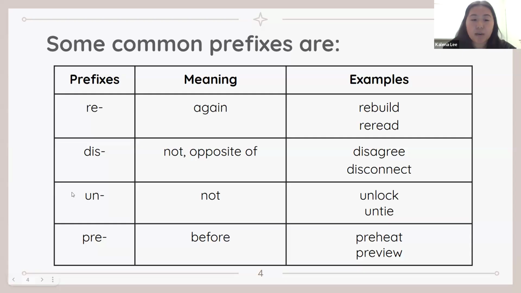And for the prefix un, it means not. So when you put the prefix in front of the base word, for example, like unlock, it means to not lock. And for the prefix pre, the meaning is before. So when you put the prefix in front of the base word, like for example, preheat, it means to heat before.